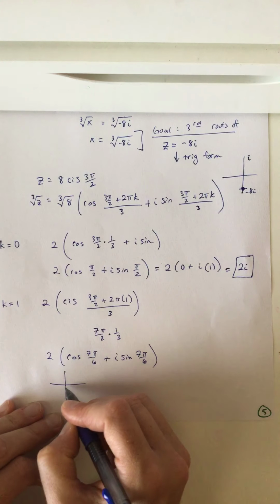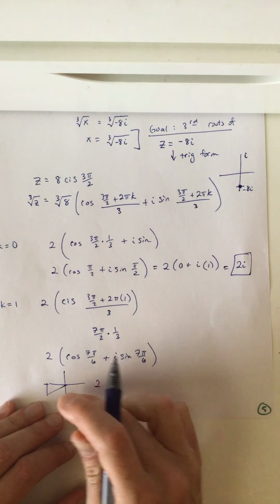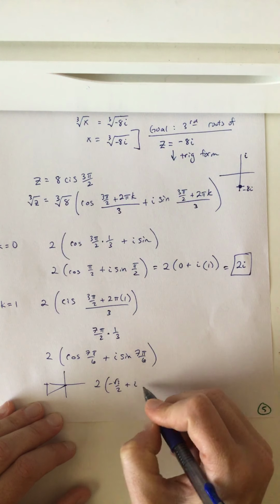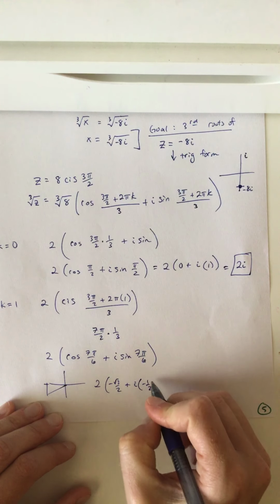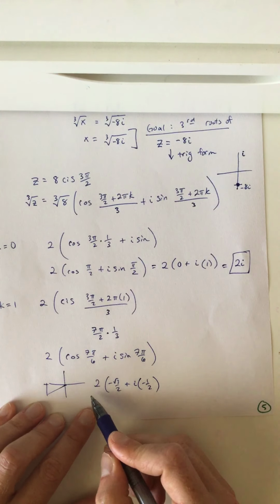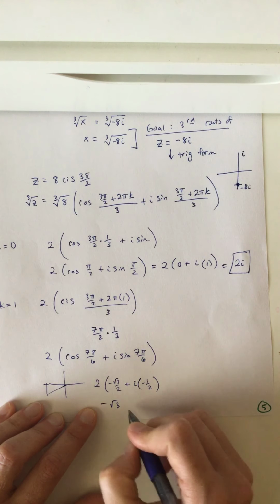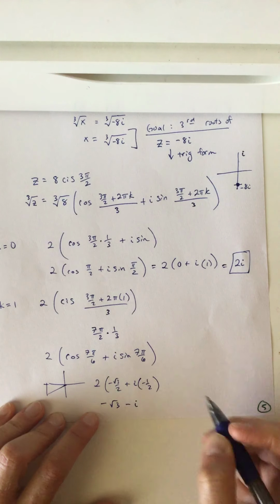And thinking about the unit circle, 7 pi over 6 would be right here. And the cosine would be negative root 3 over 2. The sine of 7 pi over 6 is negative 1/2. Then we can distribute the 2 on the outside. So we've got negative root 3 minus, the 2's cancel, and it's just 1i.